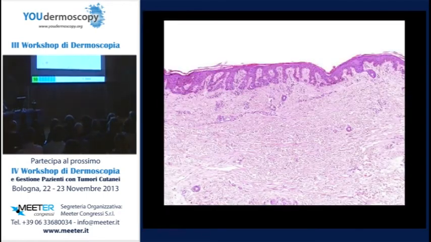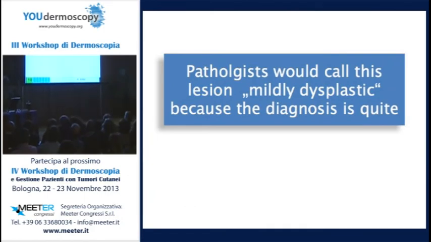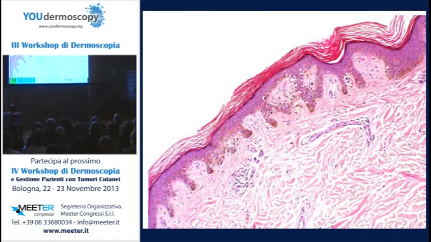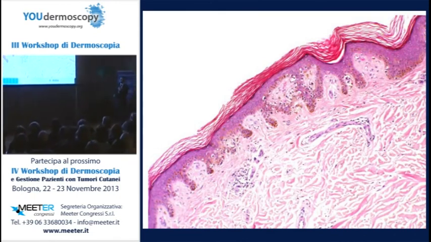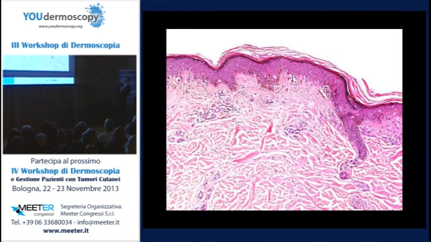Now, what about this lesion here? Some pathologists would call this lesion mildly dysplastic. You agree? Mildly dysplastic? Because they're sure it's a nevus, but some melanomas may in parts look like that. Now, what about this lesion? I know many pathologists who would call this lesion here, with the single cells and some junctional nests, severely dysplastic, and they call it severely dysplastic because they may confuse it with a melanoma.